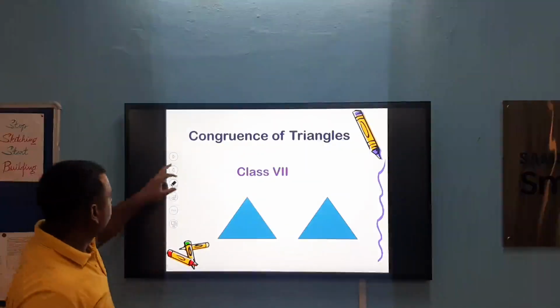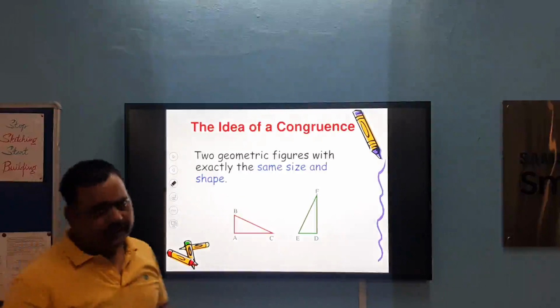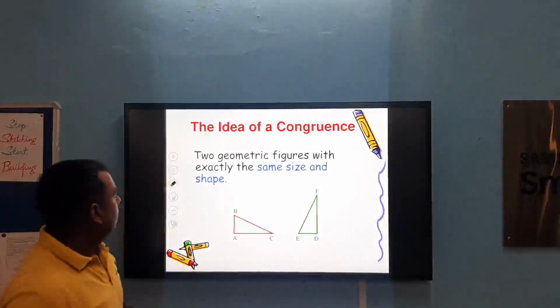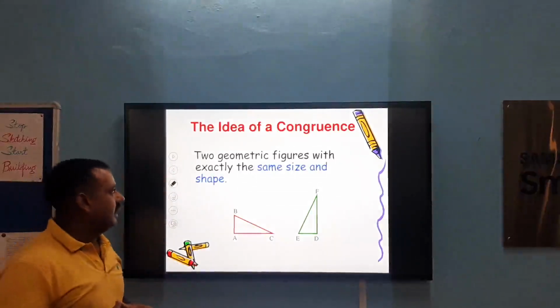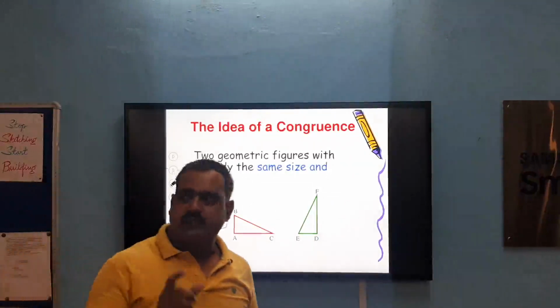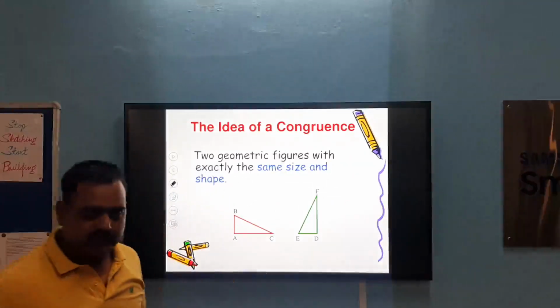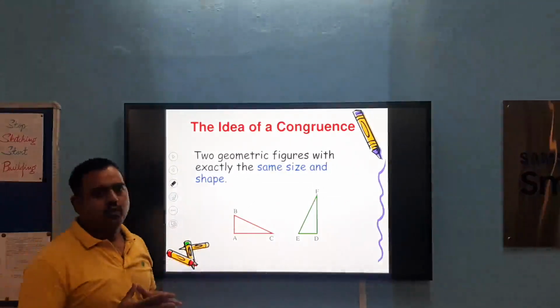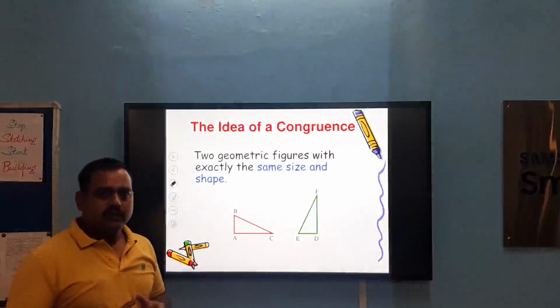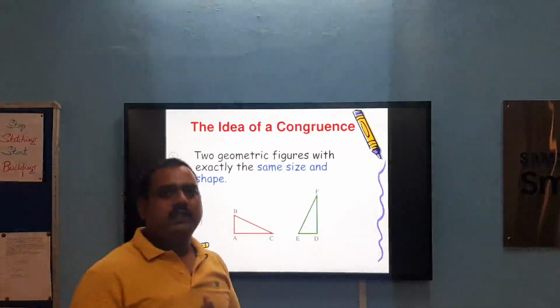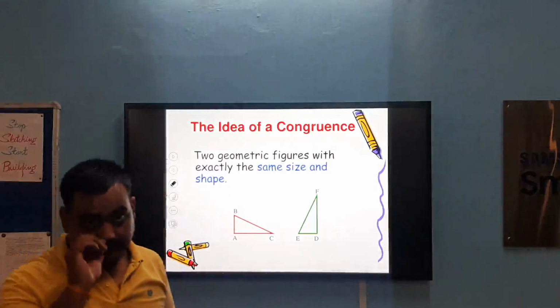Now, let's start. The idea of congruency is that if two geometrical figures have exactly the same shape and same size, then the figures are known as congruent to each other. This criterion applies to each and every type of geometrical figure.